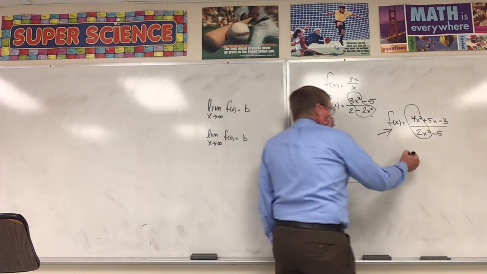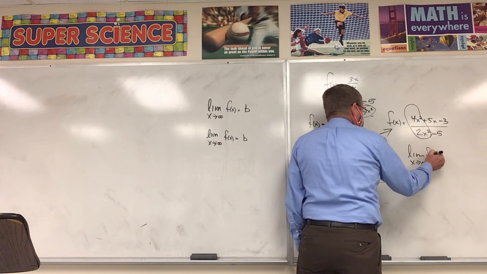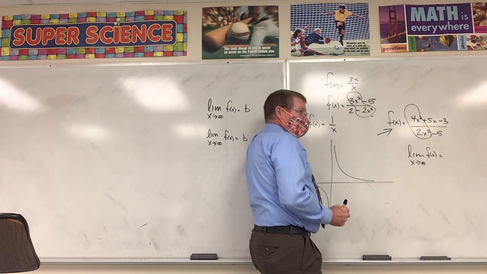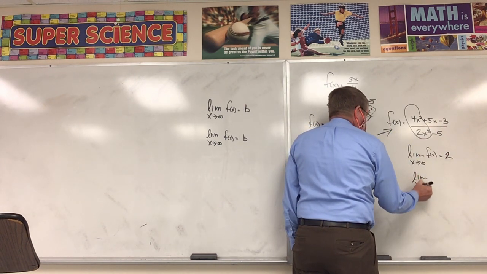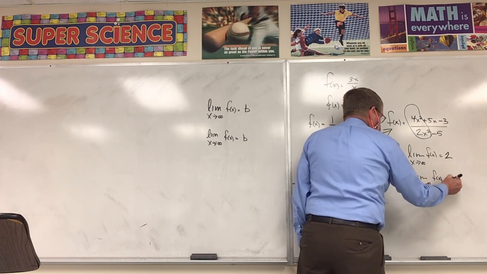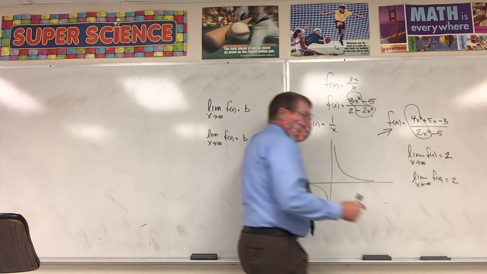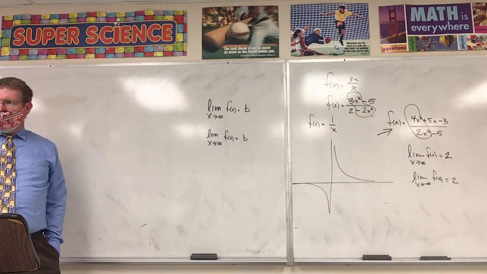So therefore here I can say the limit as x approaches infinity of f of x would equal 2, and the limit as x approaches negative infinity of f of x equals 2. Because my horizontal asymptote is going to give me the value of my limits as I approach the infinities.